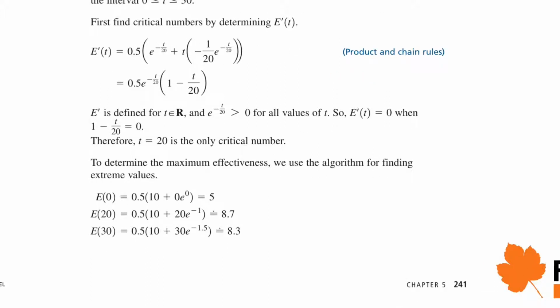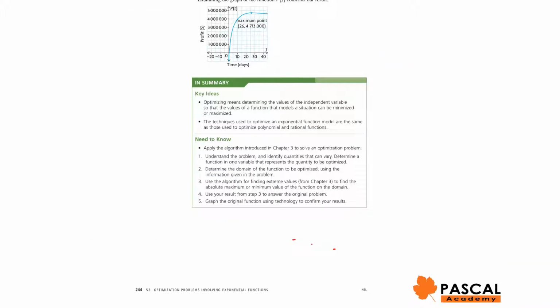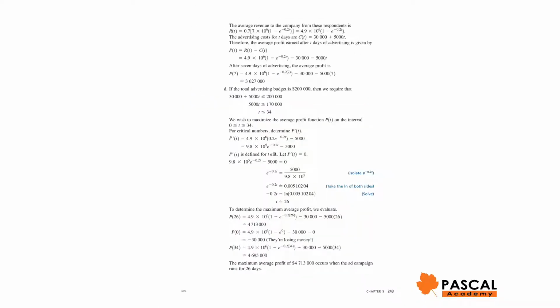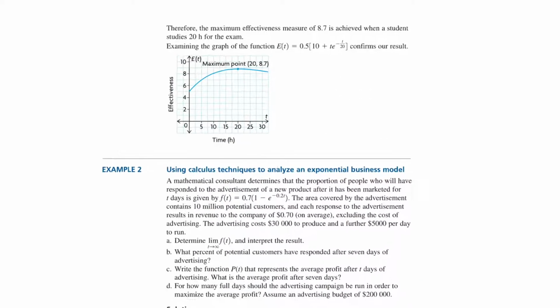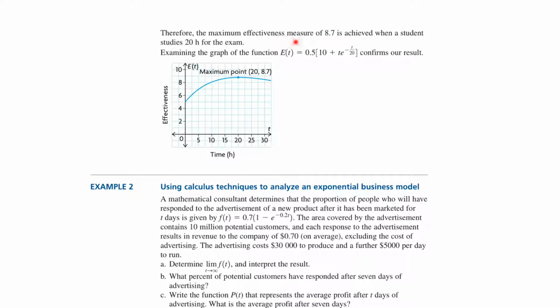We use the algorithm for finding the maximum and minimum of a function on a closed interval by finding the value of E at 0 and 30, the endpoints, and 20. We see the maximum effectiveness is 8.7, and it is when the student studies 24 hours for the exam.